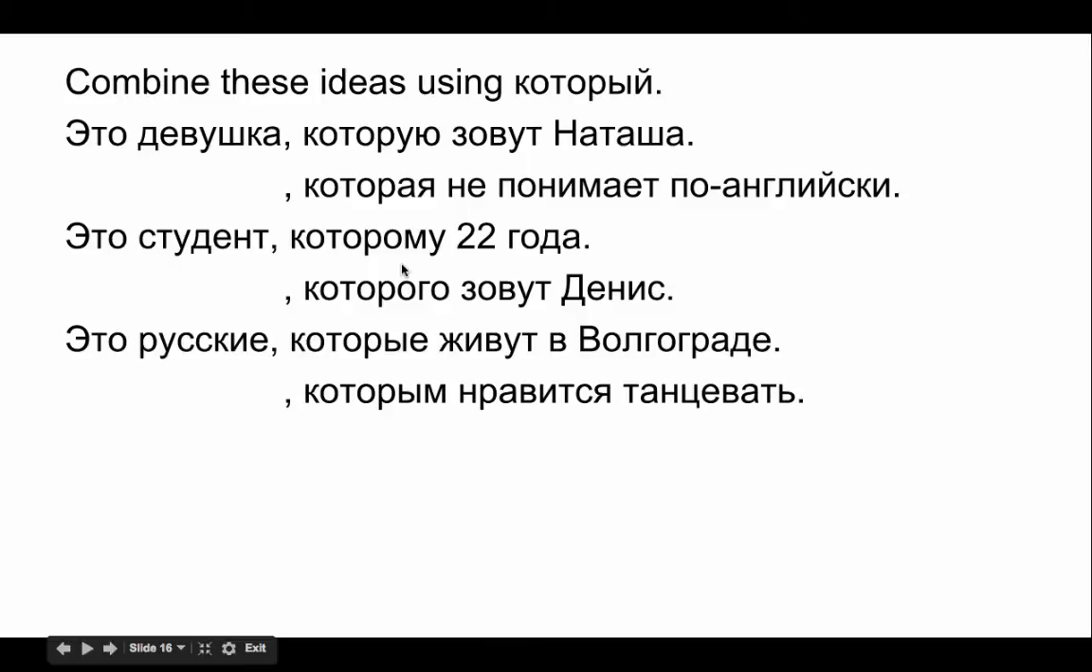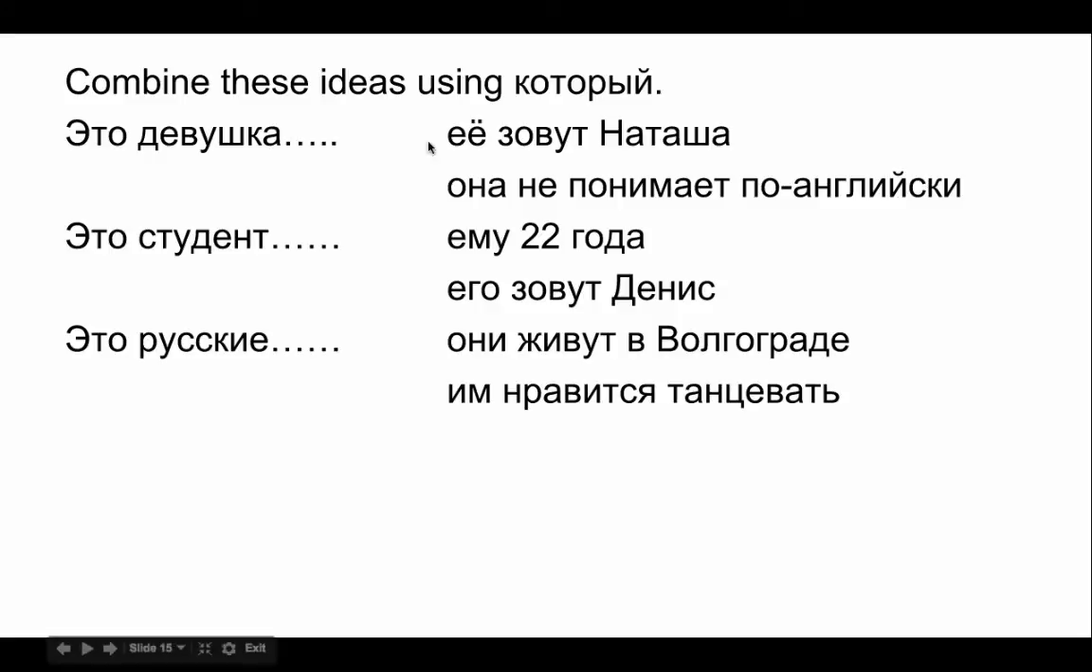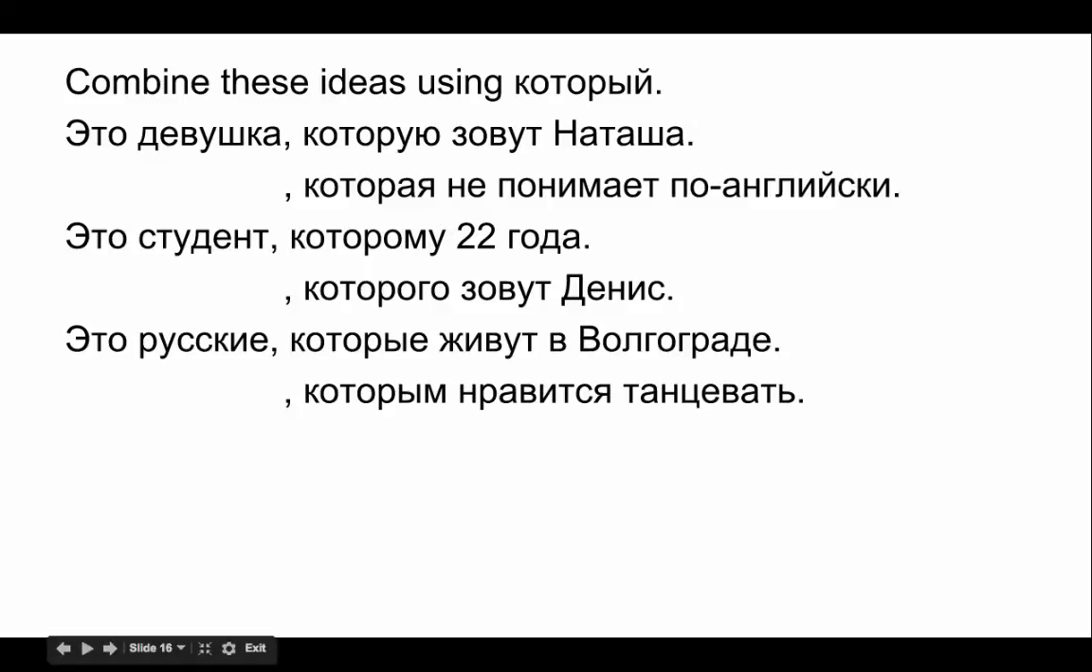Это студент, которому 22 года. Remember that in Russian, to say someone is however many years old, we say, to him, there are 22 years. And you can see we have a little clue here with ему. Ему, которому. Это студент, которого зовут Денис. Again, accusative, just like in this. But here we have masculine animate, which looks like genitive.